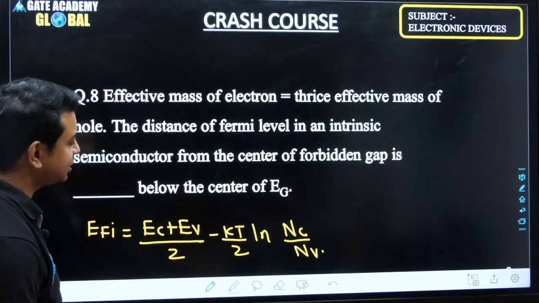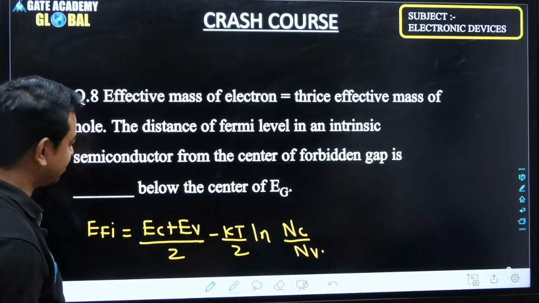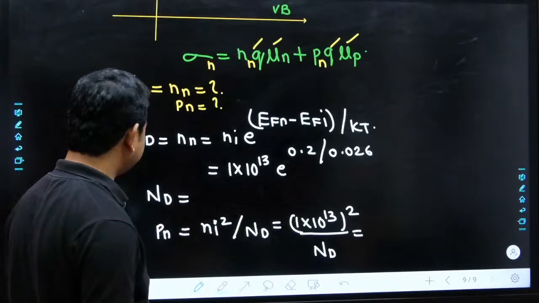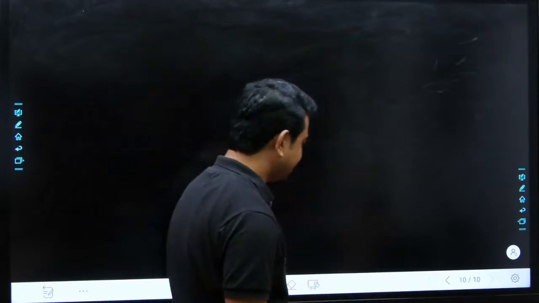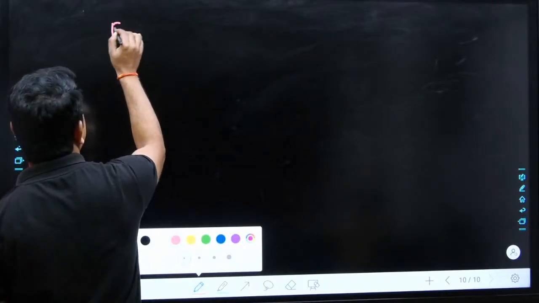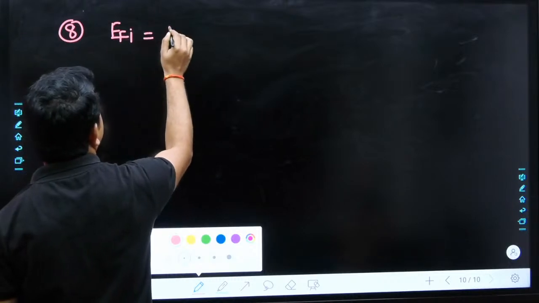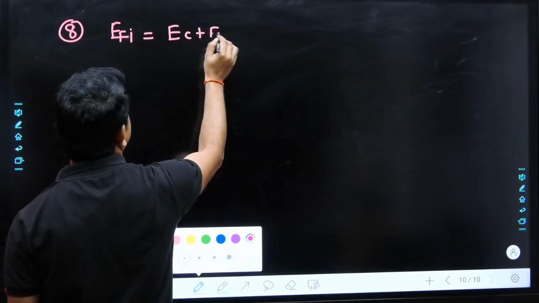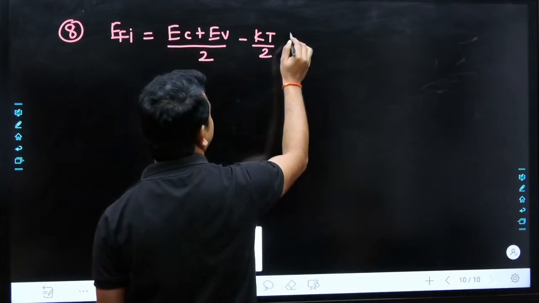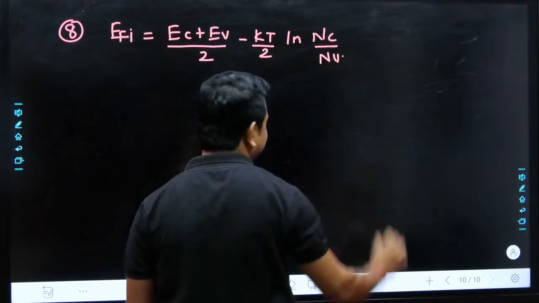Effective mass of electron is equal to thrice the effective mass of hole. So that means the mass of electron will be greater than the mass of hole. So for solving this question, we just take another slide, and by using that slide, we can solve this question. So we are having the 8th question, and the position of Fermi energy level. This is another way of asking the similar question. Divided by 2 minus KT divided by 2, and we are having ln NC divided by NV, very easy one.